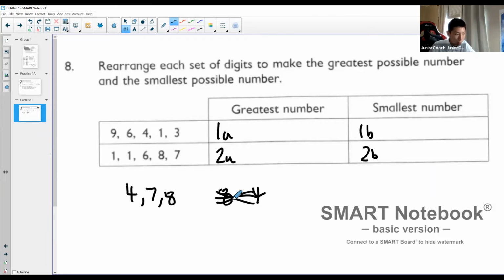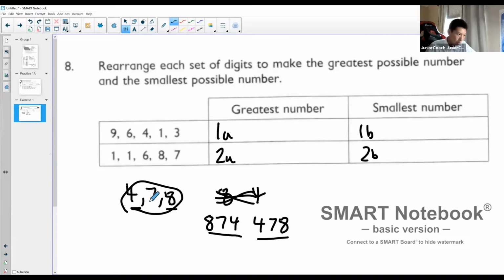It would not be 8 and 4. Good job, Claire. That is the correct answer. The correct answers here would be 874 and 478. I want you to make a number with all of these digits, and I want you to make the biggest possible one and the smallest possible one. I'm not just asking for which one's the biggest and which one's the smallest. Do you guys understand that? Once again, if you have any questions, just feel free to ask. If you're confused about anything, feel free to ask.